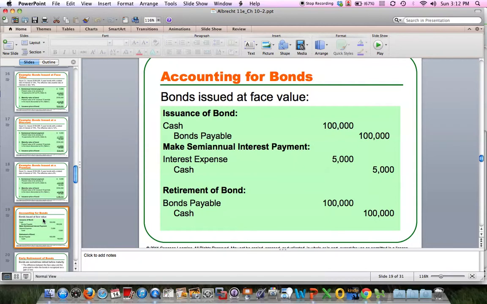Then as we retire the bond, when we pay the principal of the bond back, basically in 5 years, we then write a check, we debit bond payable, credit cash, and the bond is paid off.